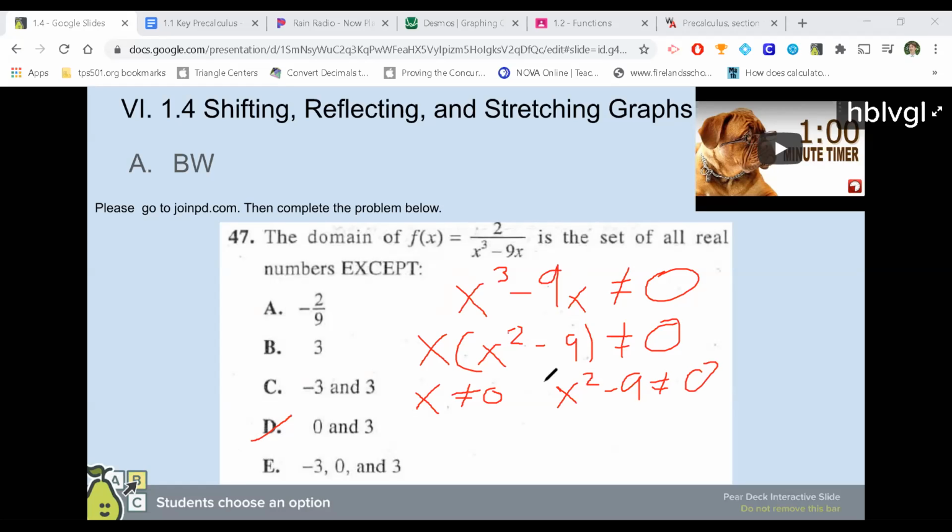If we solve this for x, you would add 9 to both sides, so x squared cannot equal 9. And then we would square root, and x cannot equal plus or minus 3. Because remember, the rule is if x squared is equal to some number c, then x is equal to plus or minus the square root of c.